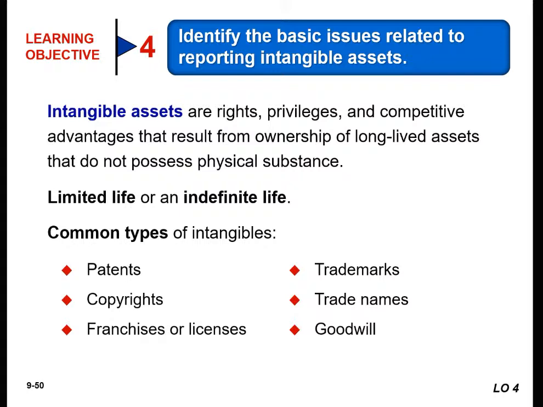Common types of intangible assets are patents, copyrights, franchises, licenses, trademarks, trade names, goodwill, and they may have limited or indefinite life. Intangible assets are recorded at cost and are categorized as having one of those two types of lives. The cost of intangible assets with indefinite lives are not amortized, whereas those that have limited life are amortized.